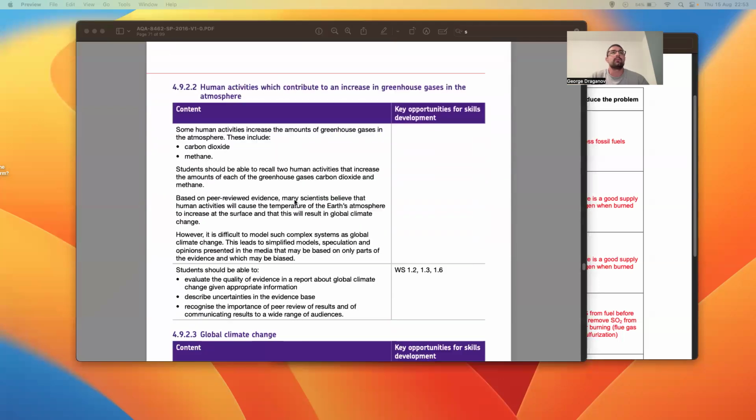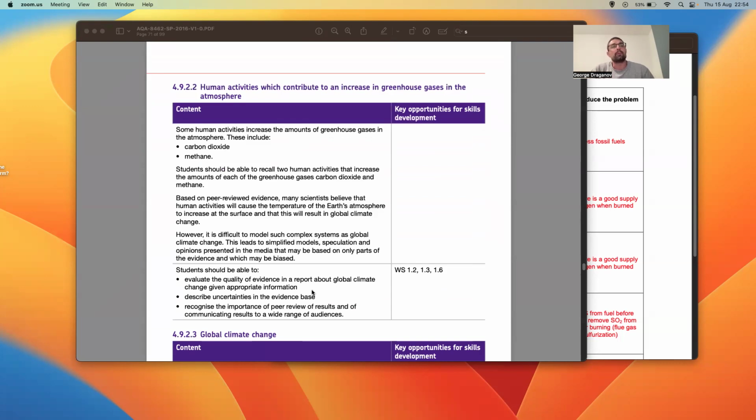Now, if you look at your specification, this topic is not very, as I say, pure chemistry as such. So it is not very difficult, but you just have to have an idea of it. So as you can see, this is what the student should be able to do. Should be able to evaluate evidence to report about global climate change. How to look at uncertainties in evidence.